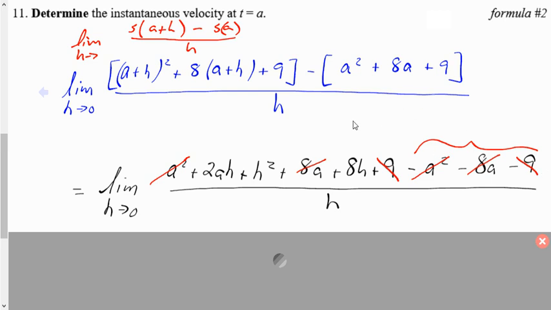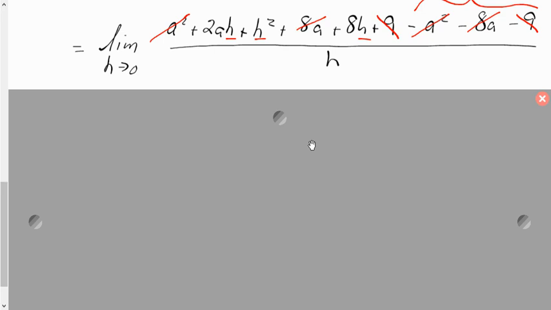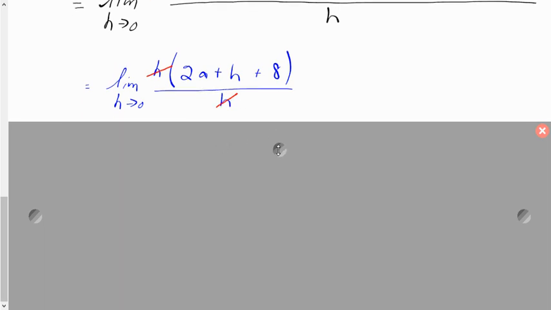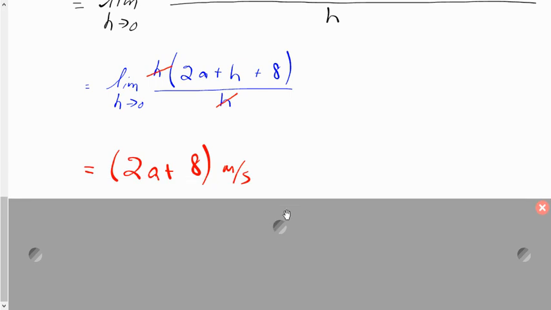And notice what we're left with. We have a term with an h, a term with an h, a term with an h. So we can see that we have that common factor of h. There we have it pulled out, and we can cancel out those h's. And then we end up with this equation because this h is going to 0, since h is approaching 0. So we have 2a plus 8, and our units would be meters per second.